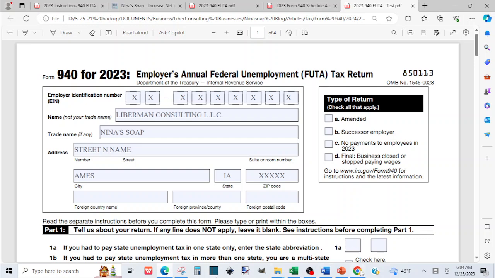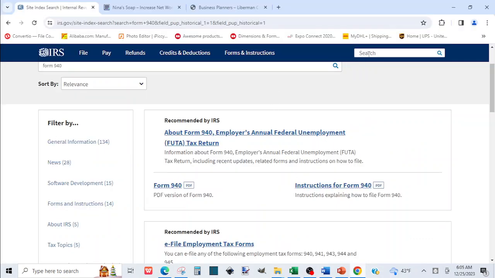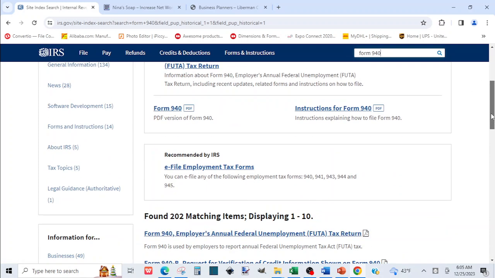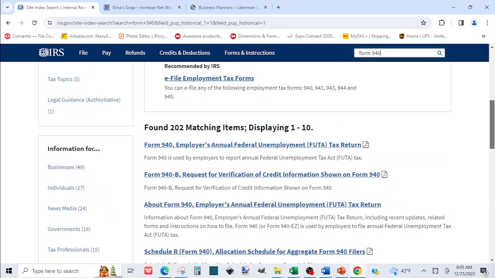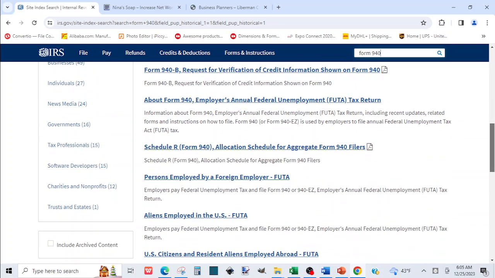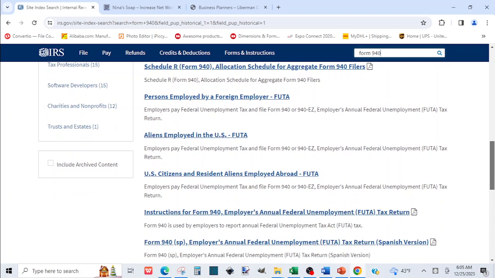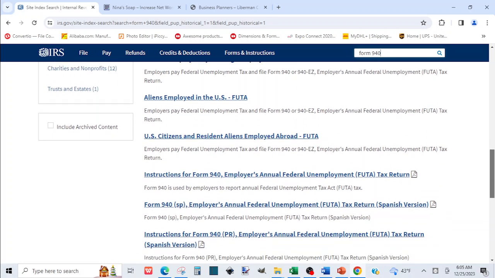To start, you'll go to the IRS website, irs.gov, and search Form 940. When you do that, it will lead you to this page where you can click on Form 940 and download it, and click on the instructions for Form 940 and download them as well. And you can come back to it when you need more forms related to your return.